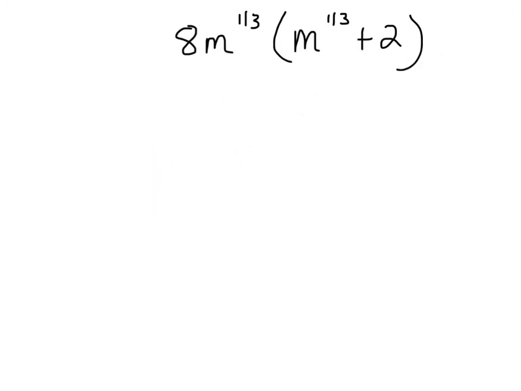In this problem, the parentheses is necessary because of this plus. So because there's a plus right here, that tells us that we're going to be distributing this first term to both of these. Okay, so to distribute, multiplying the coefficients are 8 times 1, so that's 8, and adding the exponents. So 1/3 plus 1/3 is 2/3.